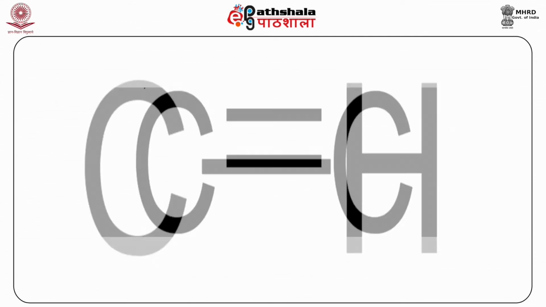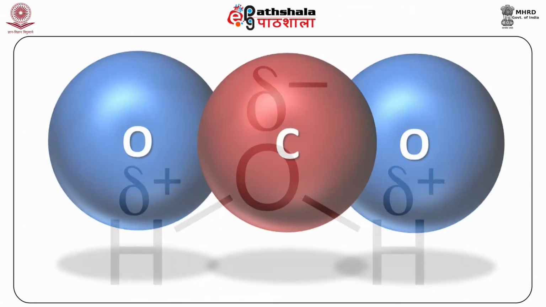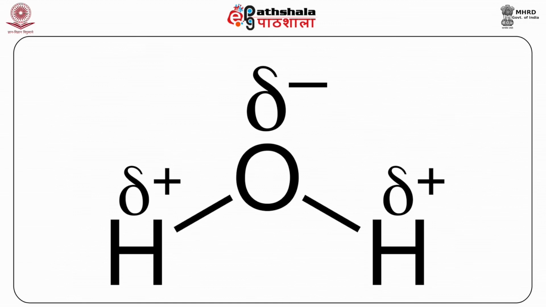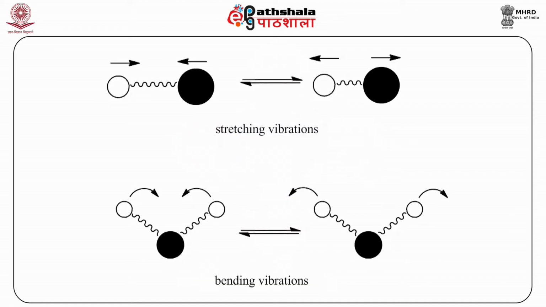Carbon-carbon, carbon-hydrogen, carbon-oxygen, and oxygen-hydrogen. These chemical bonds are covalent in nature, which can stretch and bend. This stretching and bending of bonds plays a crucial role in detecting ethanol from a sample by IR spectroscopy.